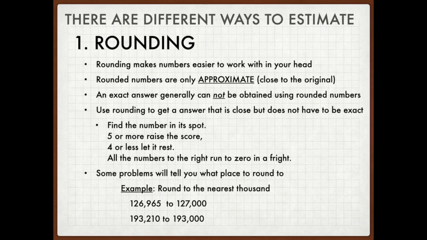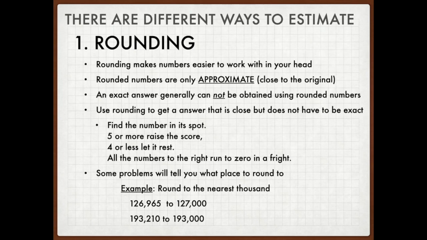Now some problems will tell you what place value to round to. Some will not. Most likely, if they don't tell you, you round to the highest place value. But if they want you to round to something other than the highest, then they will tell you. Okay, so here's the example, round to the nearest 1,000. And you can actually see what we talked about in the previous notes.